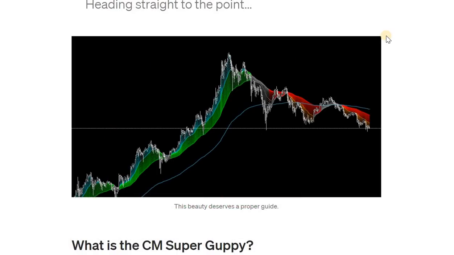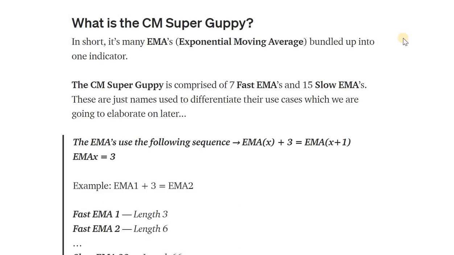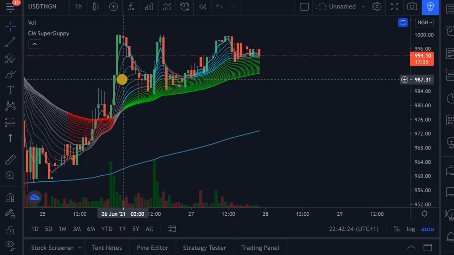Before I start, I am going to briefly explain what the CM Super Guppy indicator is right now. This indicator comprises of different exponential moving averages, about 7 fast exponential moving averages and 15 slow exponential moving averages. All these moving averages are what comprise this CM Super Guppy indicator. This indicator shows the fluidity of the price movement. What this simply means is that it shows you the behavior of the price. I am going to leave a link in the description of this video for the nerds out there that would want to further understand how this indicator works. But right now, let's go over to TradingView. All these lines that you see here are several moving averages.